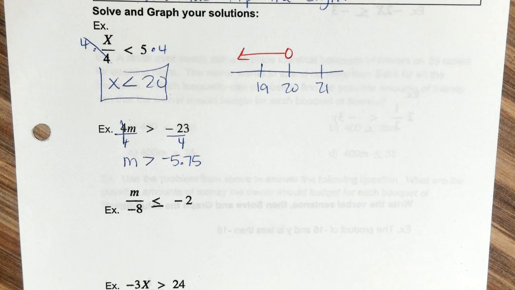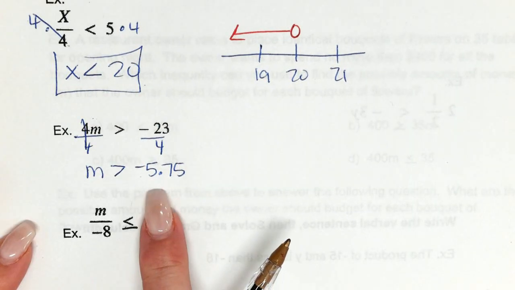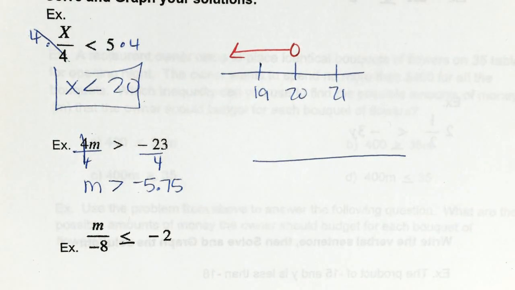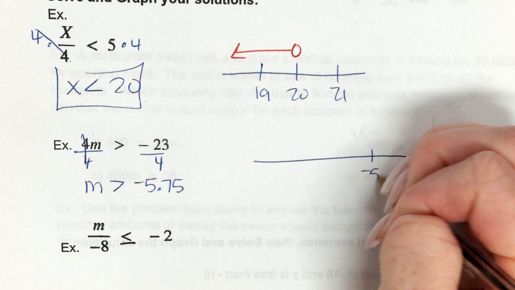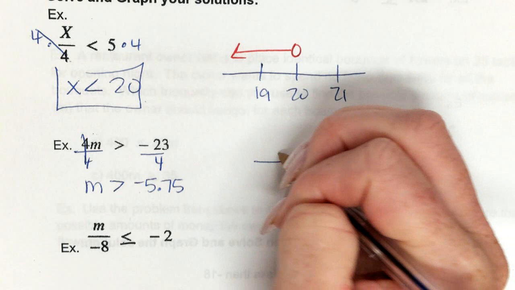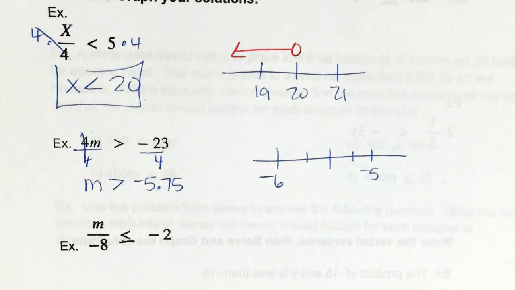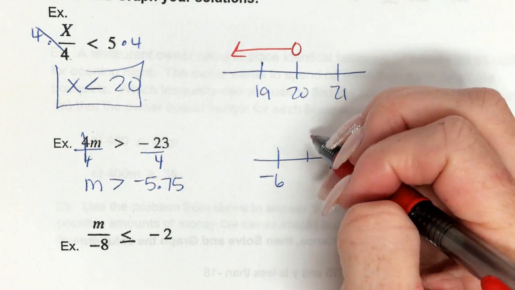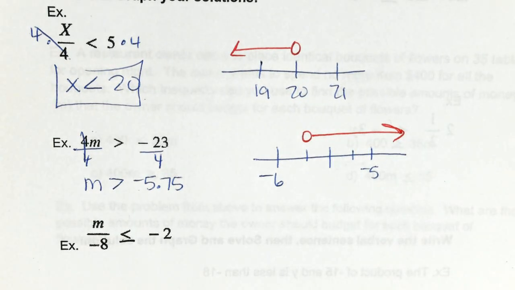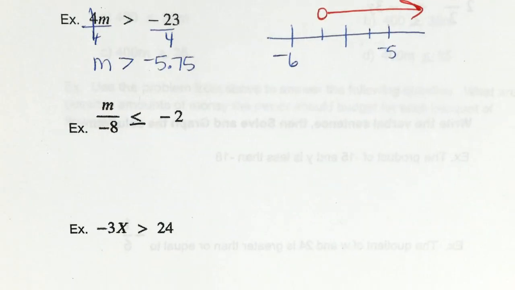Now, a lot of you on the assignment from yesterday, you were struggling with labeling your number lines with negatives. Just remember, it goes backwards from 0. So if negative 5 is here, here's negative 5.25, negative 5.50, negative 5.75, negative 6. It goes backwards. So negative 5.75 would be an open dot here, and it's greater than. Questions?